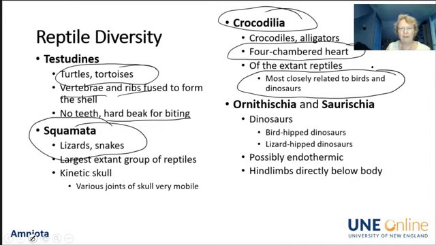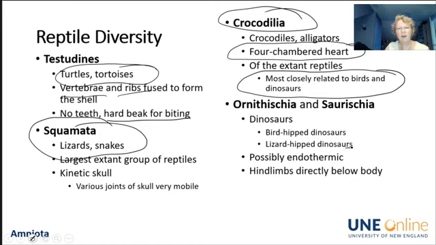And we can't forget the dinosaurs. Two main groups are the Ornithischia and the Saurischia. And there are other reptile groups that are extinct that I'm leaving out, but you'll read about them in your textbook. And they include the bird-hip dinosaurs like Stegosaurus and the lizard-hip dinosaurs.